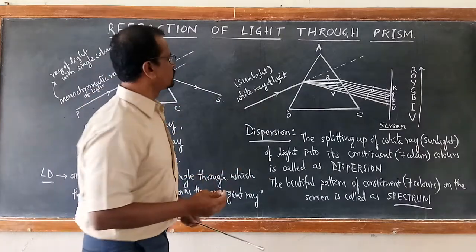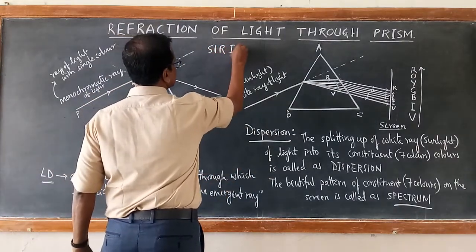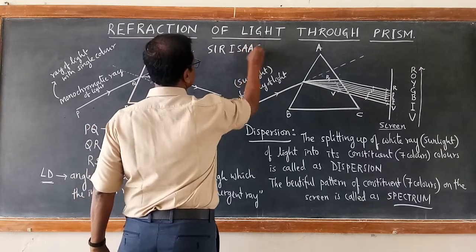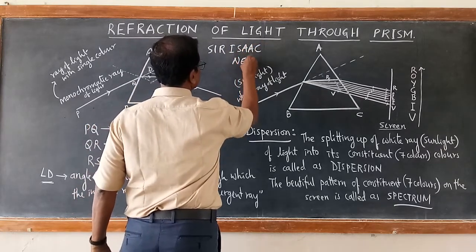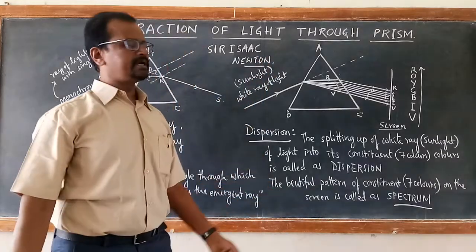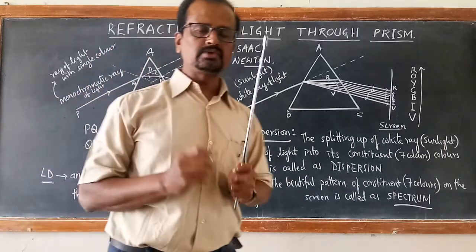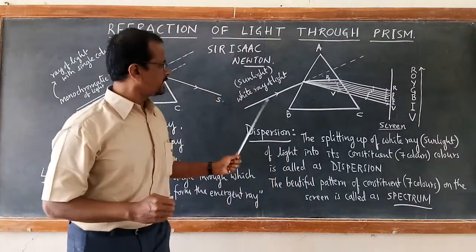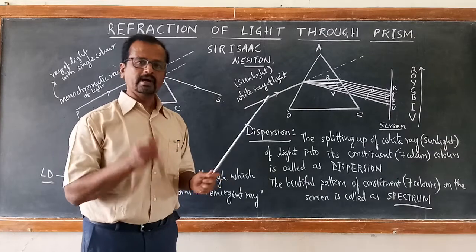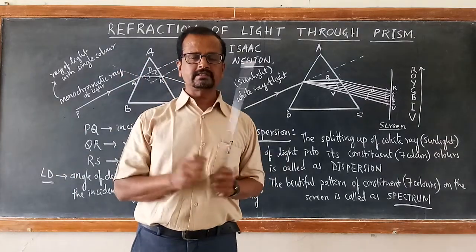This was first found out by Sir Isaac Newton. The spectrum was studied for the first time by Sir Isaac Newton, and he is the person to state that the sunlight, later on white light also, is said to have 7 colors.